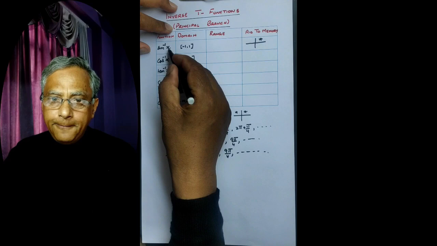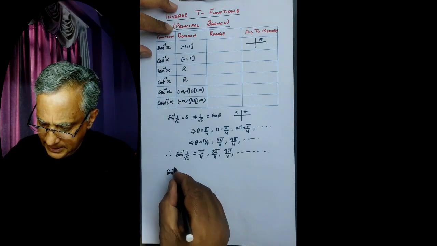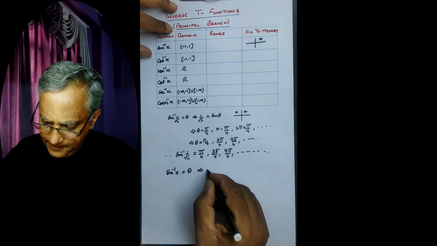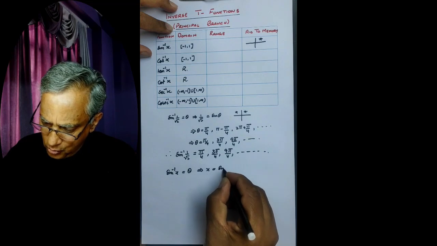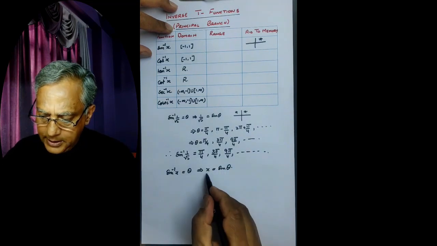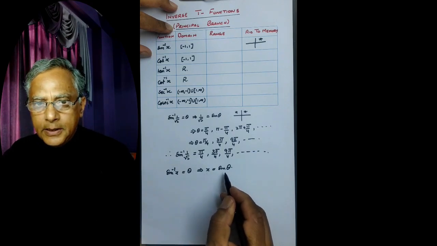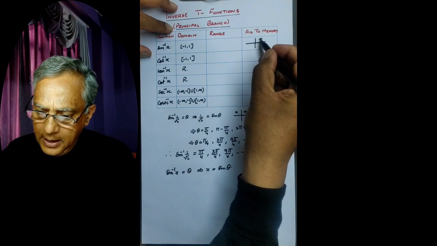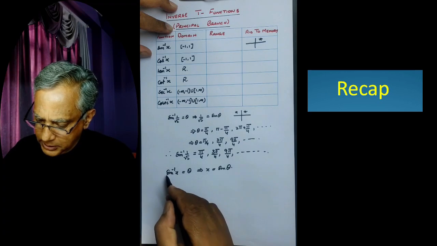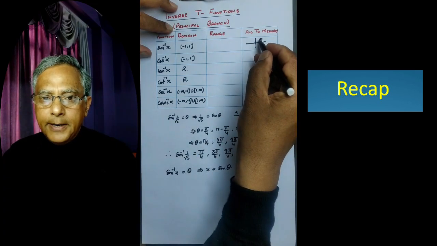Now if x is positive, sine inverse x is equal to theta. This implies x is equal to sine theta. Now if x is positive, this will mean sine theta is positive. And sine theta is positive in the first quadrant.